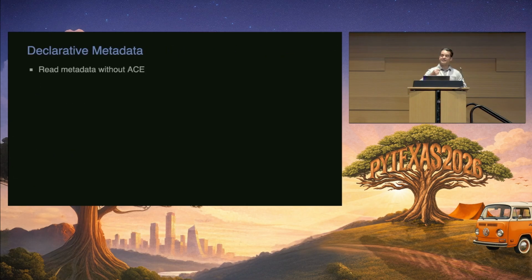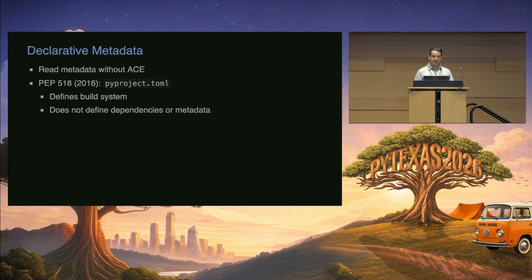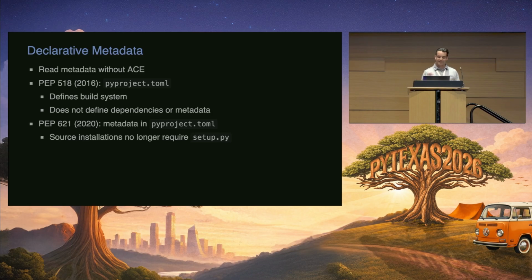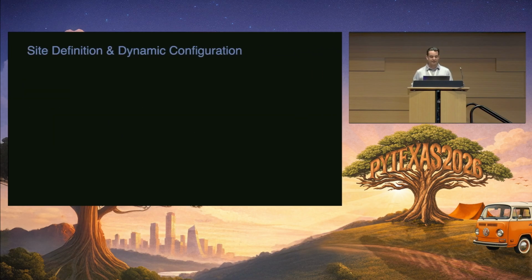So declarative metadata is the answer to putting metadata in a runnable Python script, and thus we can get metadata without arbitrary code execution. PEP 518 in 2016 introduced pyproject.toml, but interestingly, it wasn't initially for metadata. It was initially to allow users to define their own build systems. It took a couple more years, until 2020, to put metadata in pyproject.toml. So 2020, really an important year for Python packaging. Now, source installations no longer require running setup.py. You don't even need a setup.py in your Python package, except for a few special cases.